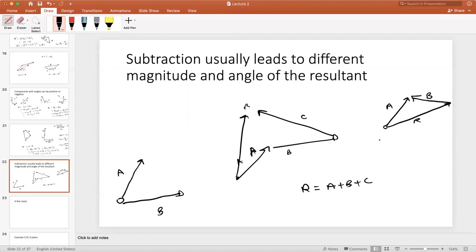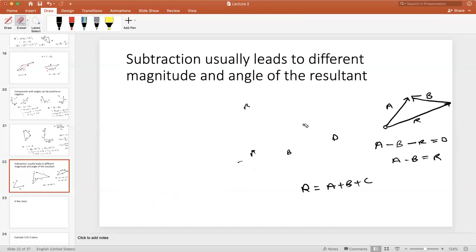So if I draw this, if I walk, I get A. I'm walking backwards of B, and I'm walking that way of R, right? So I get minus R is equal to 0, or A minus B is equal to R. Is that right? Is that correct? Let me get rid of this for a minute, and let's look at that. So let's draw it the correct way and see what we get.